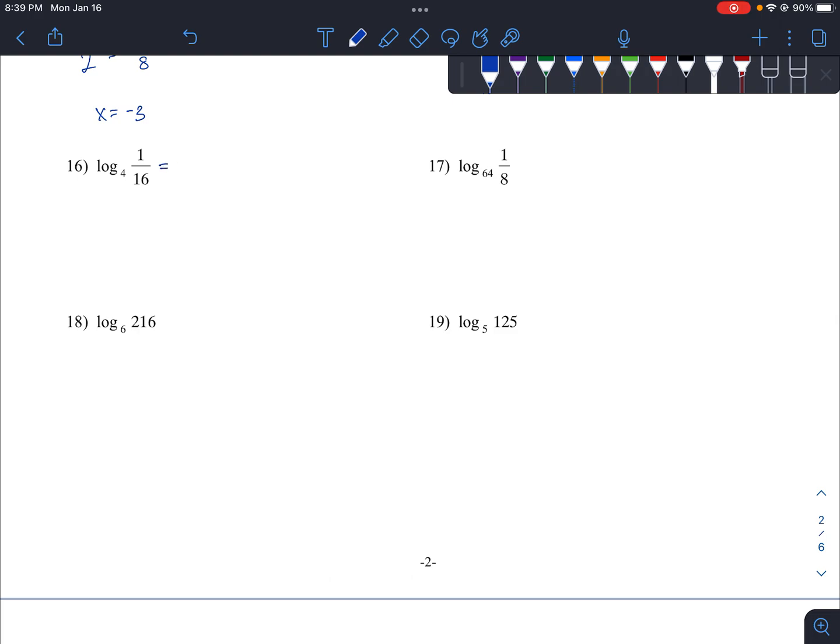16, so I'll set this equal to x. 4 to the x is equal to 1/16. I know that 4 squared would be equal to 16, so the fact that this is 1/16 just means that my exponent is negative. So x would have to be equal to -2 instead of 2. So the numeric value of this logarithm is equal to -2.